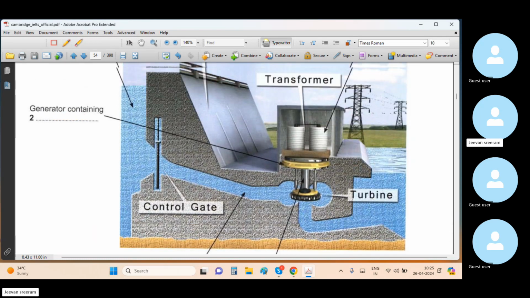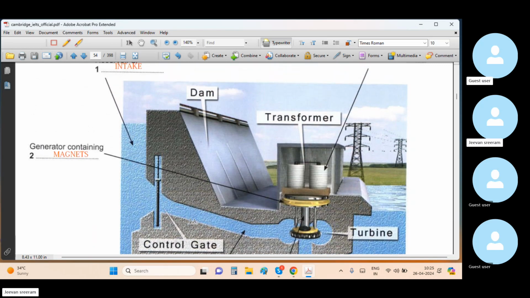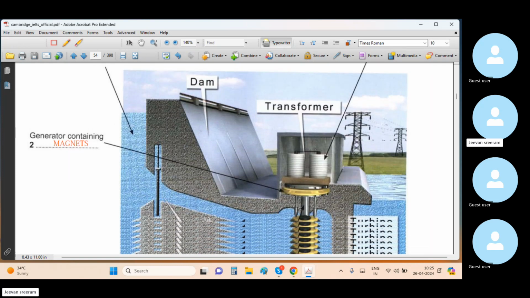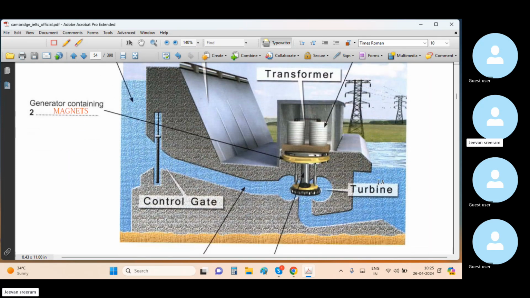Is it clear, buddies? Is everything clear? Yes, yes. So this is how you should be able to make use of the information given in the passage to label the diagram. The turbine, whatever is already labeled, the already labeled equipment from the diagram, has been used to label the rest of the things from the diagram, right?